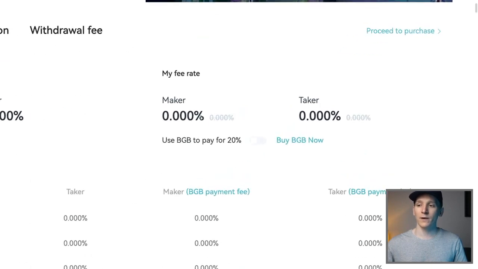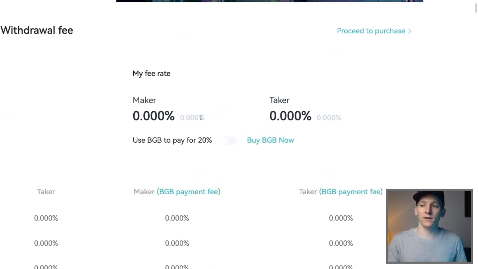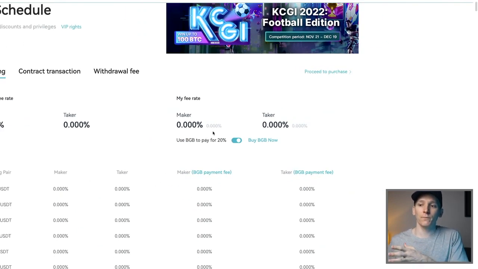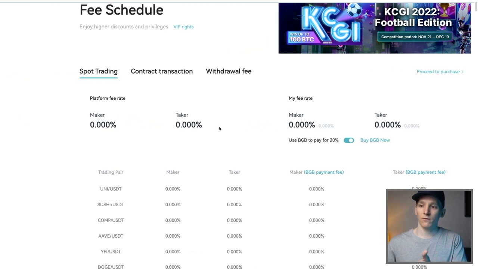What you might want to do is use the exchange token to get a discount. So if you want to go ahead and buy some BGB token, which is the Bitget exchange token, and then just click this right here, you'll get 20% discount on all of your trading fees. You do need to buy some of that token though first. So once you have some of that, even a small amount, that will just pay for fees with a 20% discount. But right now there's no fees in the spot market anyway.